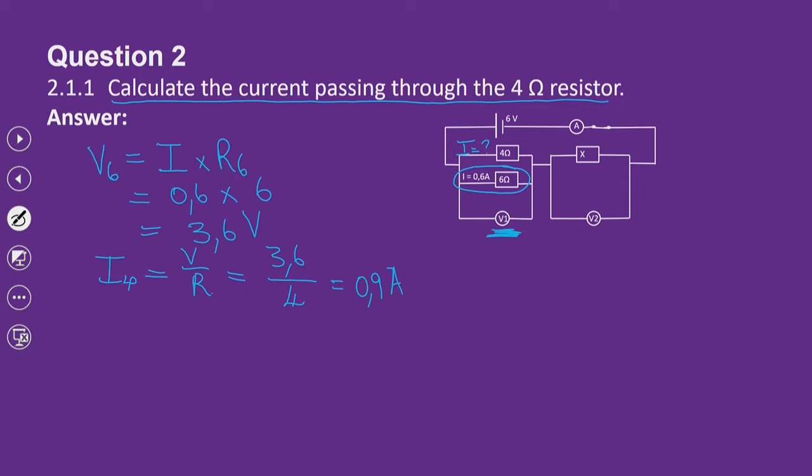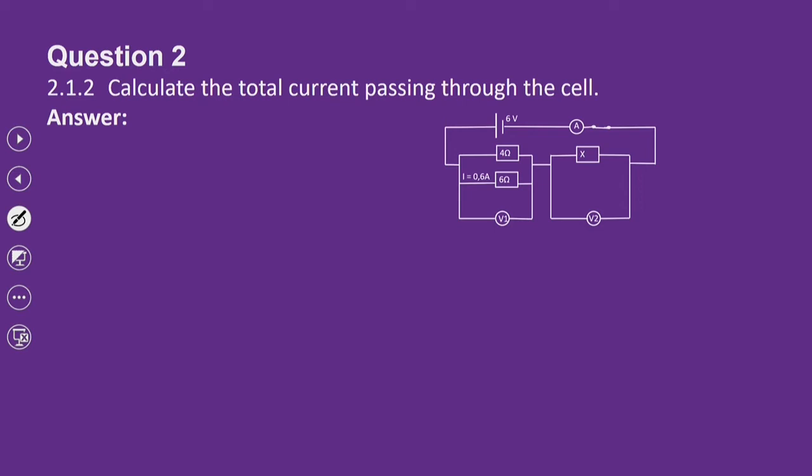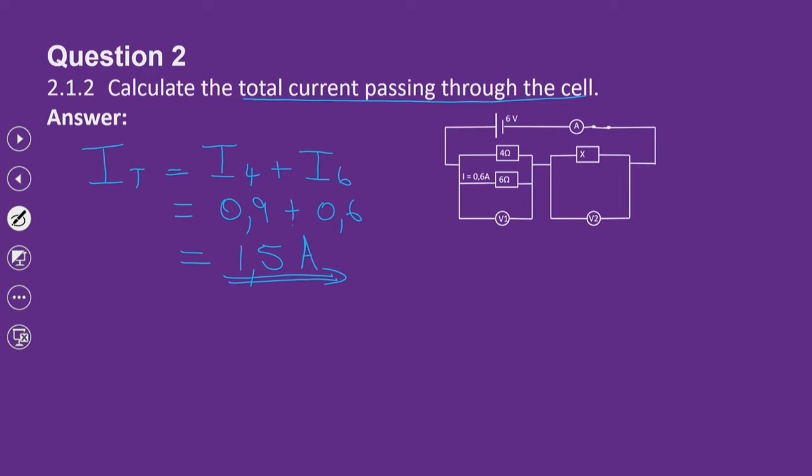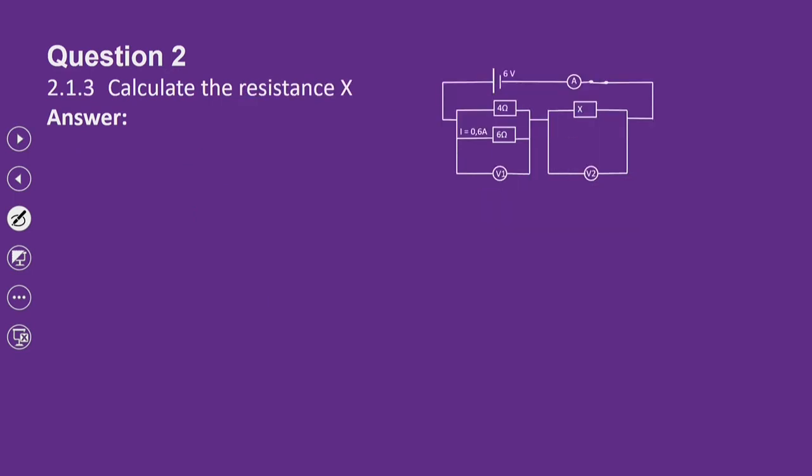All right, so that is answering question 2.1.1. Calculating the current through the 4 ohm resistor. Let's have a look at what question 2 asked. Calculate the total current passing through the cell. So total current, we know current is divided in parallel. Therefore, we've got the current at the 4 plus the current at the 6. The 4 is 0,9 ampere, and at the 6 we've got 0,6, and that gives me the total current of 1,5 ampere. Once again, we have answered this particular question in the previous explanation. 2.1.3.